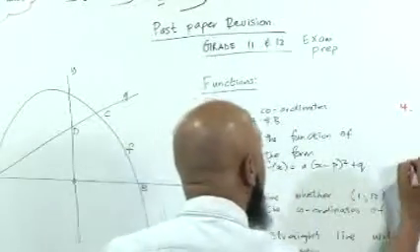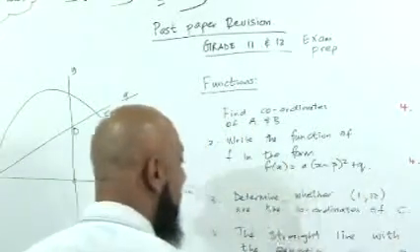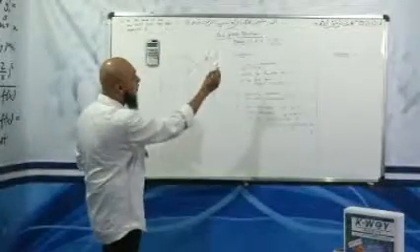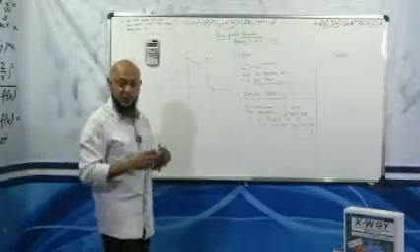Write the function in that. We'll give you another 4 marks there. Determine whether that. We'll give you another 2 marks there. The straight line, and we give you 6 marks there. So 4 and 4 is 8 and 2 is 10. 16 marks just on this one graph. Okay, so let's get started.